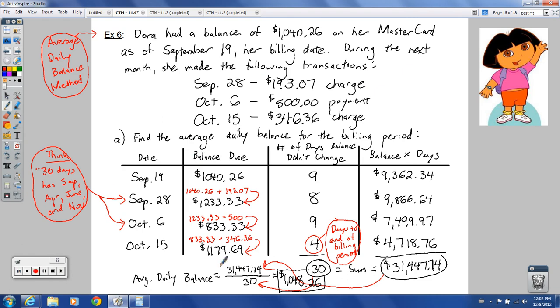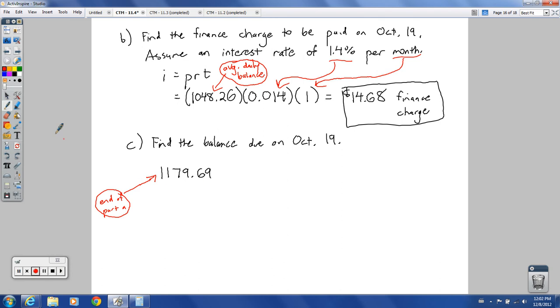Was right here. So the end of part A, this value right here is what you have the balance due on October 15, which didn't change until October 19. So that's the balance due on October 19, plus we got this finance charge. They're going to charge us, again, $14.68 for just the use of the money, for nothing else. We didn't get anything for that other than the use of the money. So this value comes in right there. So this is going to equal $1,165.01.